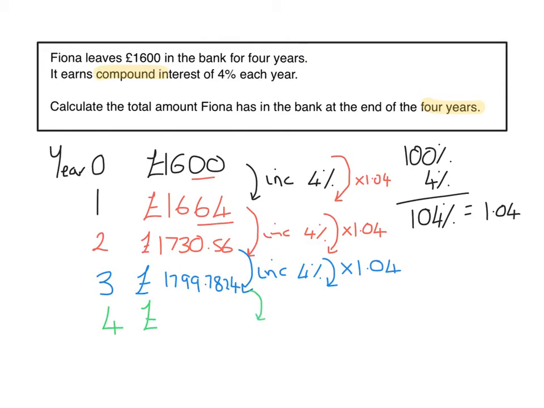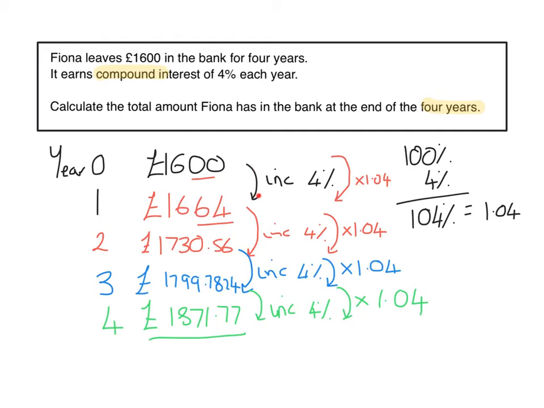And then for our last year, again, I'm going to be increasing by 4% of that new amount. So I'm going to be timesing by 1.04 again. So that's 1799.7824 times 1.04. And it's £1871.77. That's to the nearest pence. That's my answer. Can you see how I could have done it a quicker way?